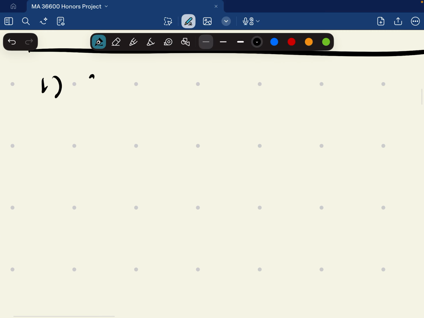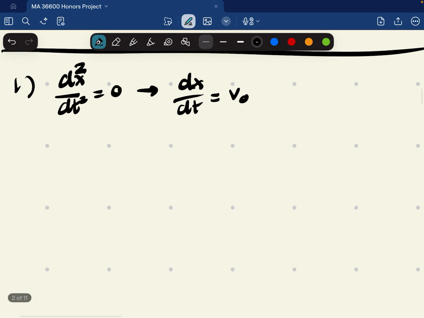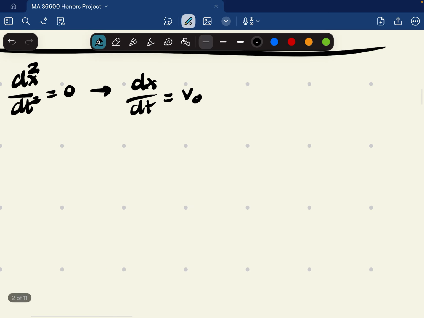Okay, so mathematically that means that my acceleration is equal to 0, right? And I also have my velocity is constant, dx dt is v, I'm going to call it v naught, right? And then I can actually solve for the position, right? If I integrate both sides, that's the idea, dx dt, like this.